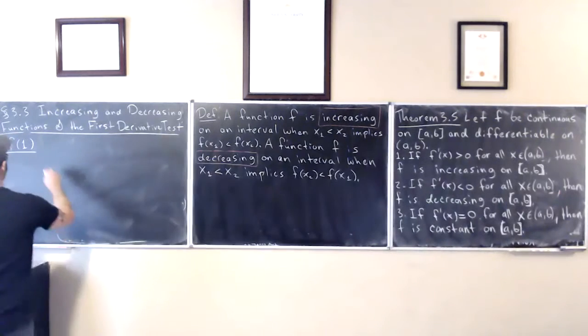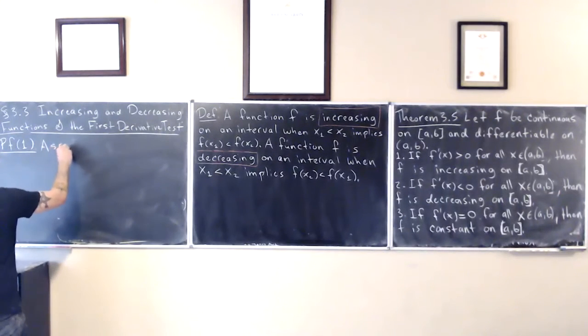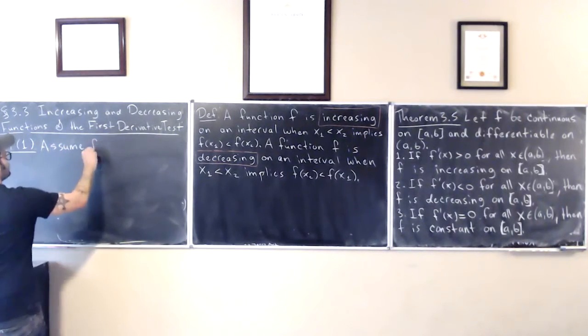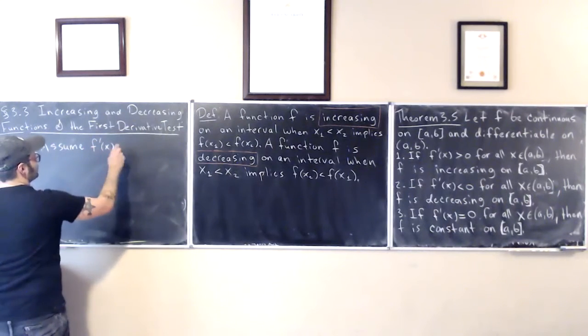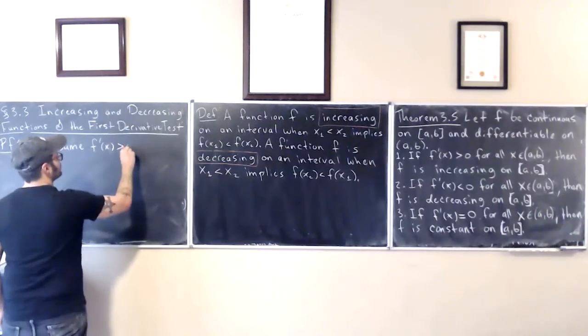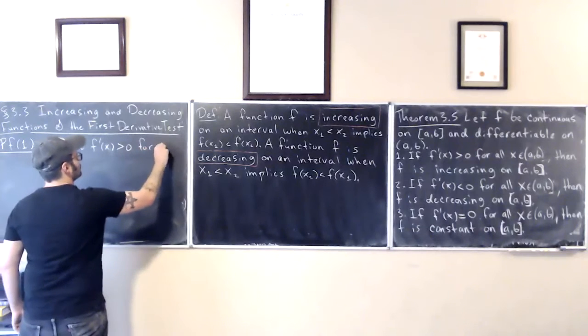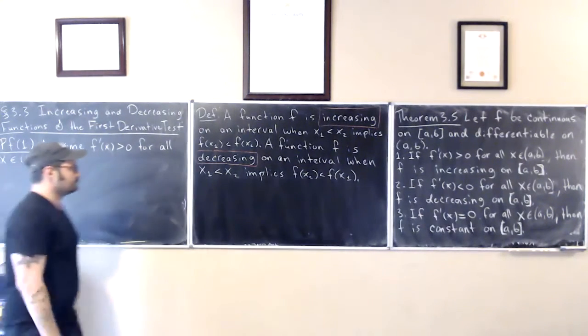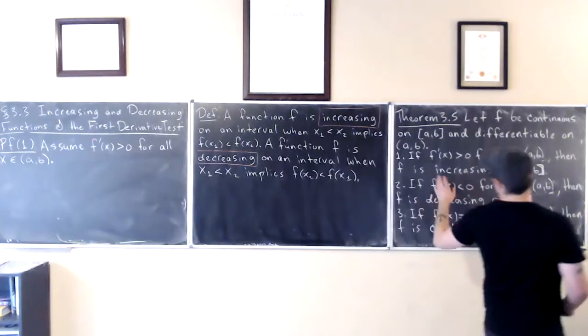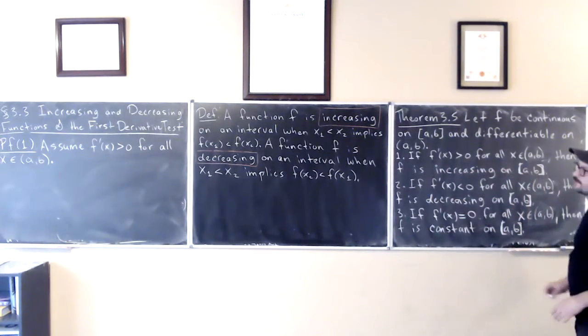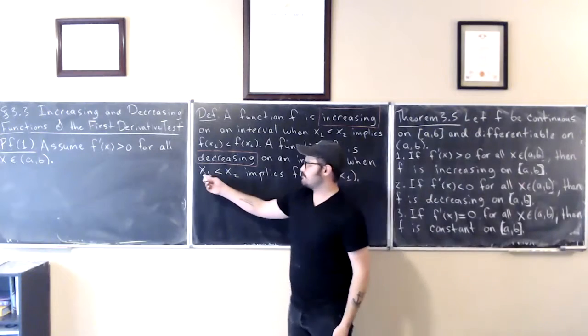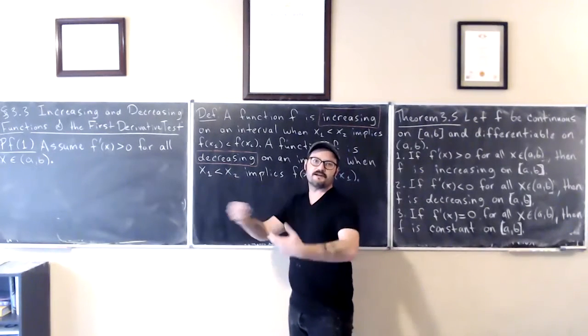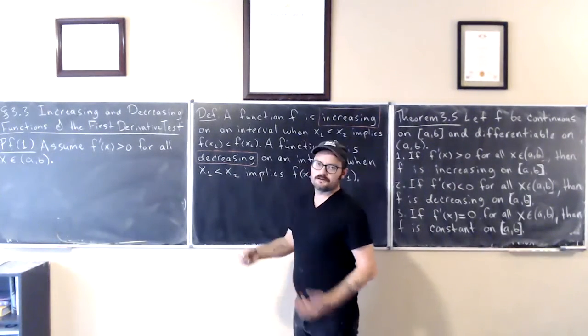So we're going to assume f prime of x for part 1 is greater than 0 for all x in the open interval AB. And we want to show that the function f is increasing. So in order to do that, we just need to pick some x1 less than x2 in there and then show that f has to be increasing on this interval.